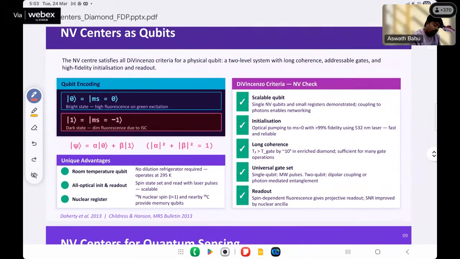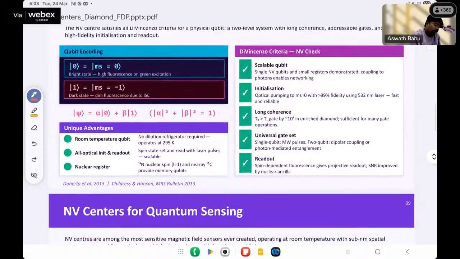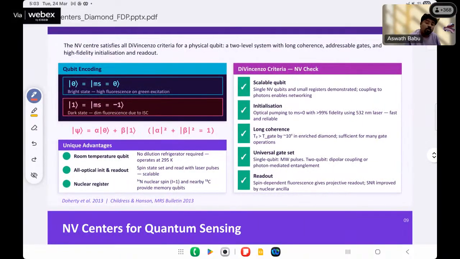Okay, and just to know whether the qubit is perfect or not, we can cross check the DiVincenzo criteria, whether we can create a scalable qubit out of it. Are we able to realize initialization of the qubit properly, and do long coherence times exist? Does it allow universal gate operations on the system? Does it allow for reading out? All those things you can check.